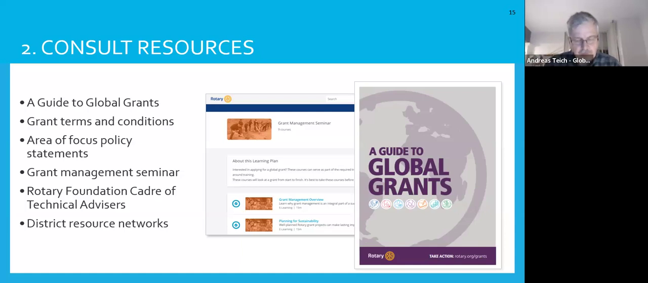You should read the terms and conditions and the area of focus policy statements. All these are available on My Rotary. Pay special attention to the sections that specify what can and can't be included in your project. You can avoid disappointment by ensuring that all the elements of your application are eligible for global grant funding. Encourage all members of the club applying for a global grant to complete the grant management seminar, which is what you're doing, and to learn how to do all the other parts of the project.